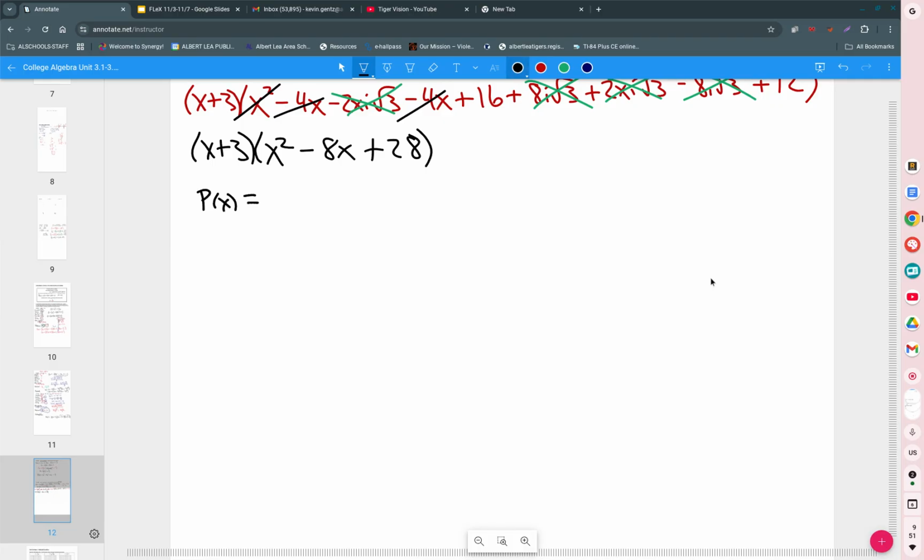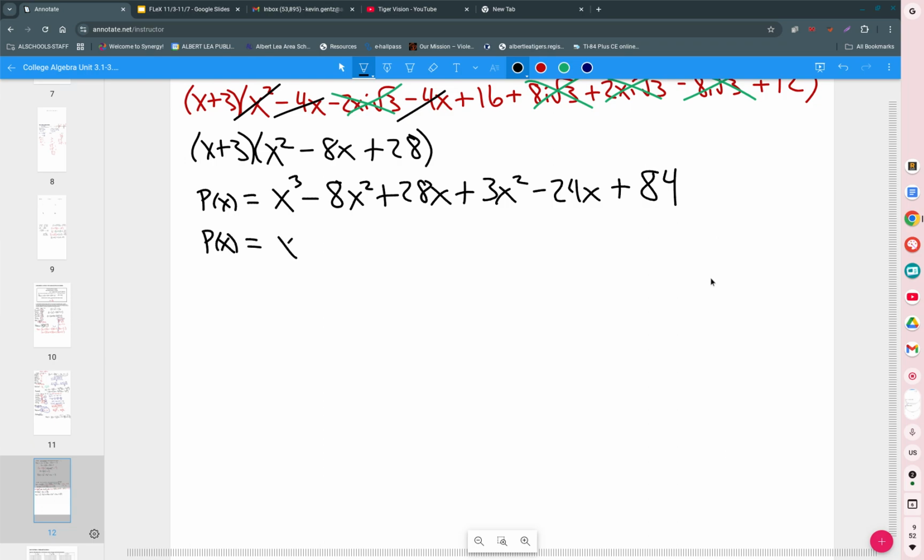P of x is equal to x times x squared is x cubed. X times negative 8x is negative 8x squared. I have a 28x. I move on to my 3. Boy, I remember doing this in Miss Kruger's class. 3 times 28, that'll be 84. I remember that because that's Randy Moss. X cubed, gone. Minus 5x squared, gone. 4x, gone. 84, Randy Moss. That's the fundamental theorem of algebra, folks. I think it's super cool.